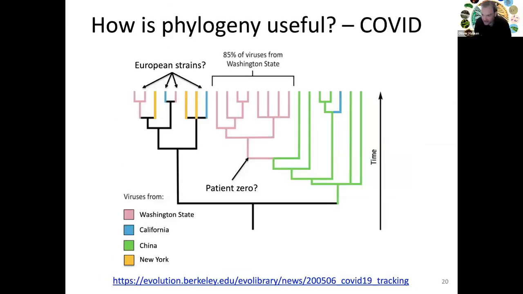These sorts of phylogenetic analyses are also being currently used for COVID-19 analyses. This is looking at different COVID strains that were collected from Washington that you see in pink, California that you see in blue, China that you see in green, and New York that you see in yellow. Basically what they did is look at the genetic similarities of different strains of COVID in these different geographic locations. And what they found is that 85% of the viruses collected from Washington state were genetically similar and popping out in this individual clade that's within these Chinese strains.